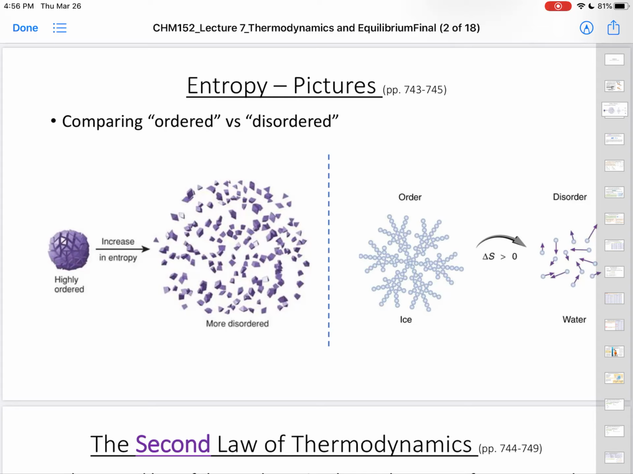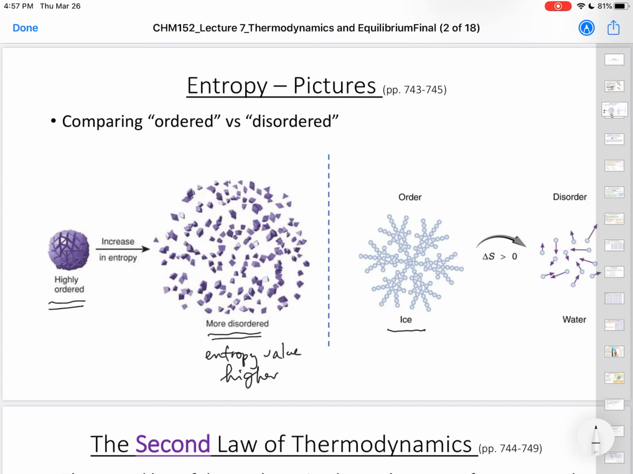So if we look at it in terms of pictures, because a picture often is worth many, many words, okay? If you're comparing ordered versus disordered, what is ordered, what is disordered? If you see here in the picture on the left, this is highly ordered. Everything is arranged in a very orderly lattice. All the pieces fit together, okay? This is more disordered, okay? This is an increase in entropy, right? So here the entropy value will be higher because it is more disordered, okay?